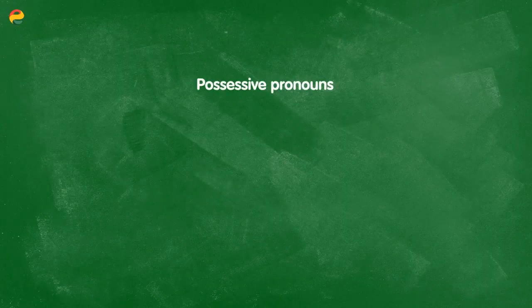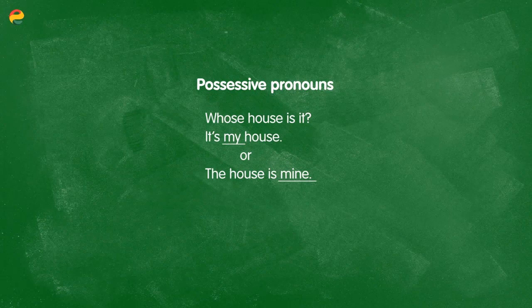Now let's kick it up a notch. Let's look at possessive pronouns. Now possessive pronouns simply show that something belongs to somebody. For example, if I ask you the question, whose house is it? You would reply, it's my house, or the house is mine.